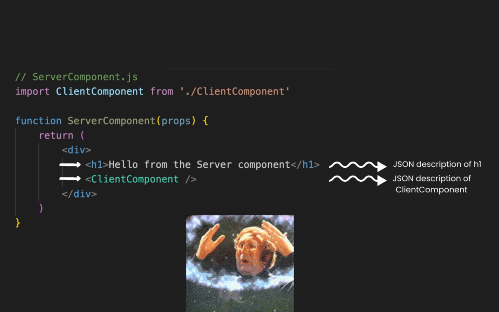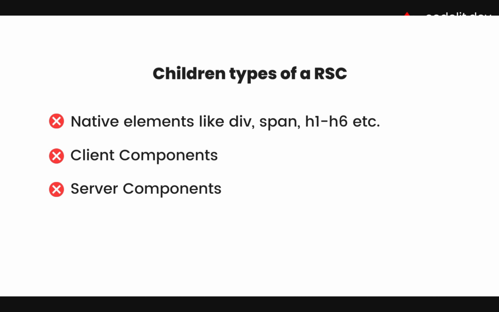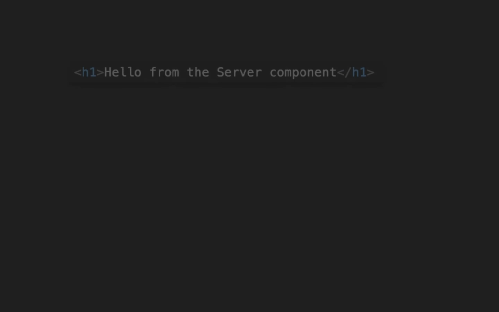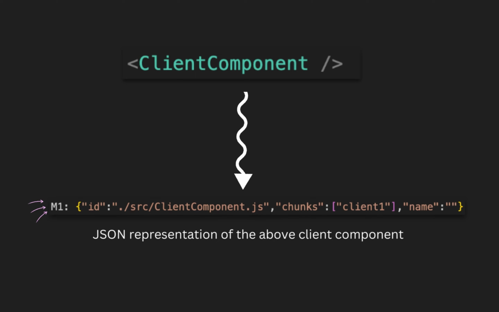A root server component can have three types of children: the native components such as div or span, etc., the server components, and the client components. The native components are converted into a JSON representation of the UI, which looks something like this. The J defines that it is an actual React element. The client components are also converted into a JSON representation, but instead of the actual component, the JSON representation contains the bundle reference to the code for the component so that it can be resolved on the client side by the bundler. It looks something like this.